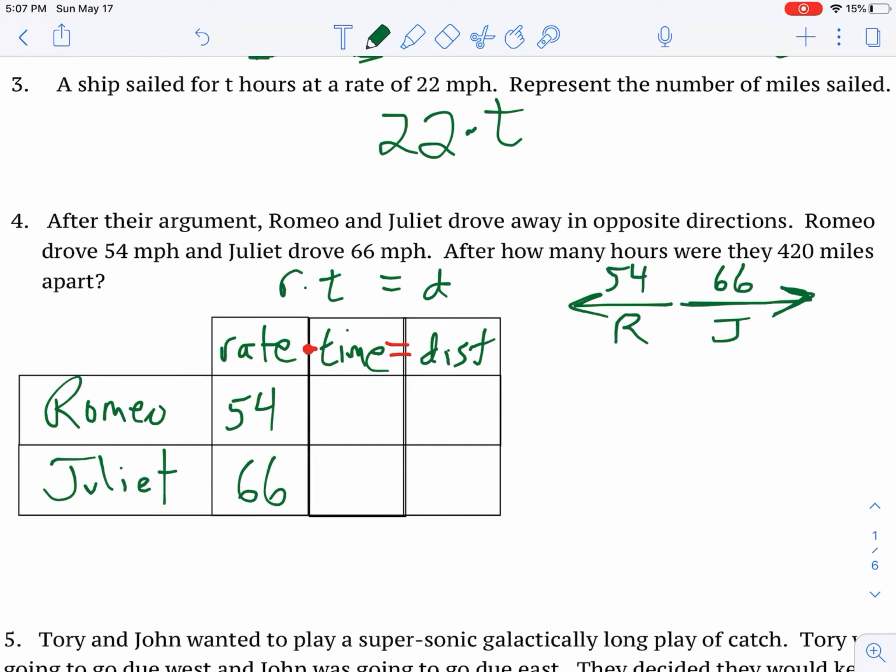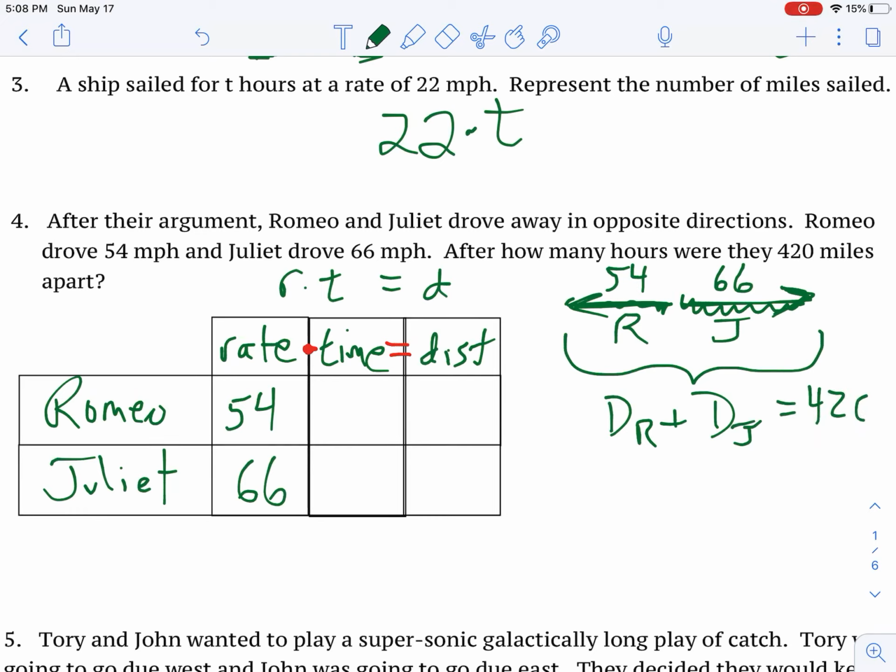The question is, how long did they travel? So after how many hours were they 420 miles apart? So this distance needs to be 420 miles. So the distance that Romeo traveled, just this part, plus the distance that Juliet traveled, just this part, need to add up to 420.